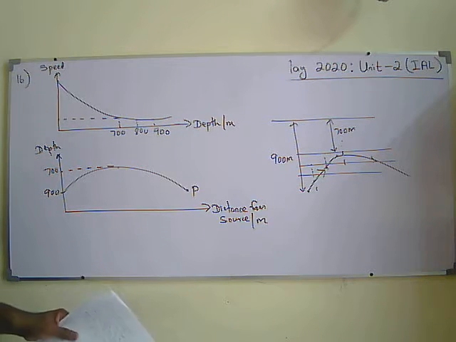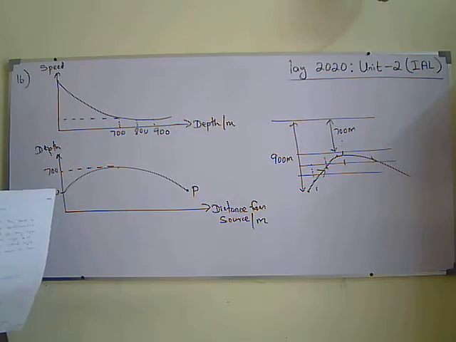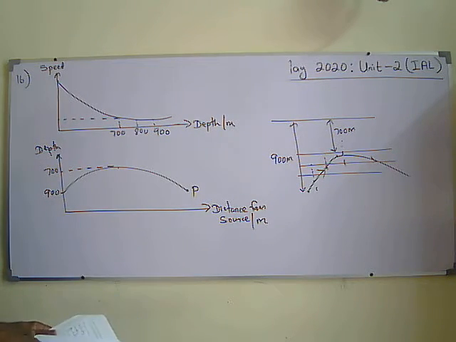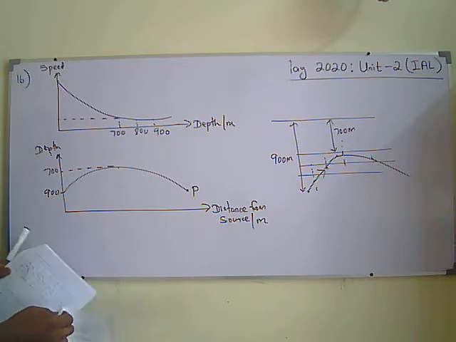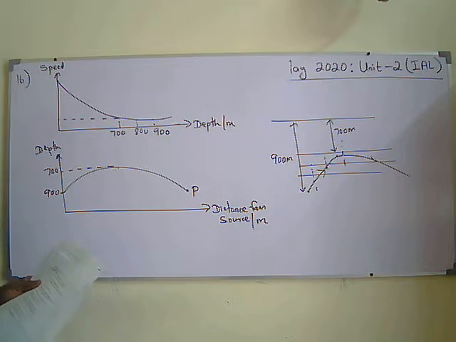So the 5 marks you can write like this. First point, you can say when it is traveling from 900 meters towards 700 meters, the speed of the sound is continuously increasing, not suddenly. The speed of the sound is continuously increasing. So since the speed is continuously increasing, it is moving away from the normal, or the path of the ultrasound is moving away from the normal. You will get 1 mark.